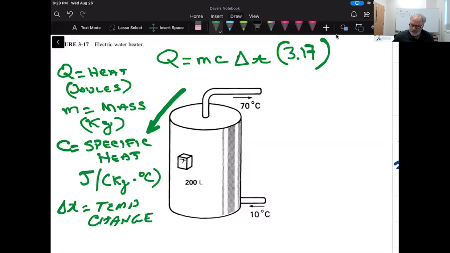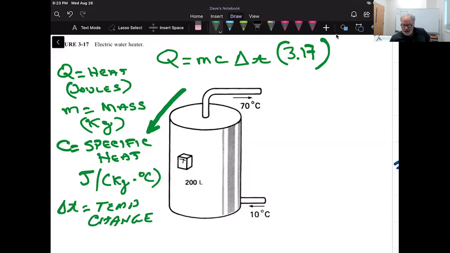So let's look at the components of this. Here's our equation, equation 317 in section 317. It says the heat is equal to the mass times the specific heat capacity of the material. This is a characteristic of materials, and every material has a specific value for that. We'll need a lookup chart or table to find that. And then delta T is the temperature change.